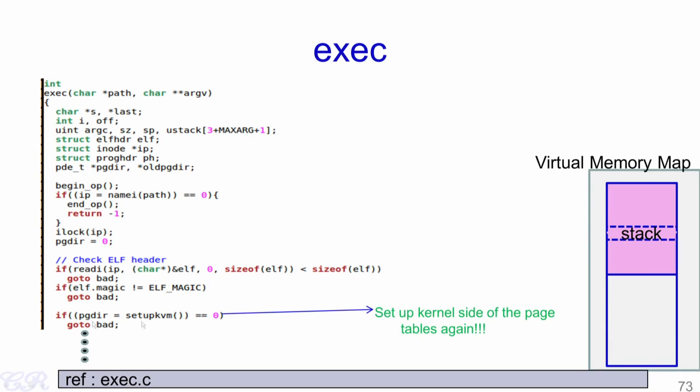The next step is a call to setupkvm, where we set up kernel side page tables again. This essentially may not be required, but it is done in XV6, though it is not a necessity since we have already done it during the fork process.